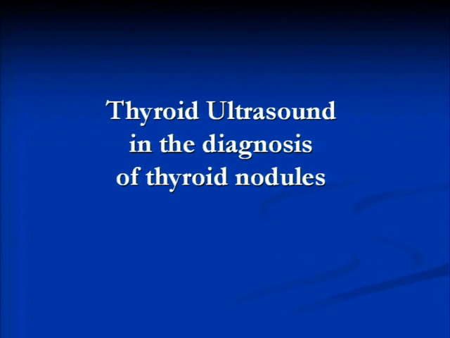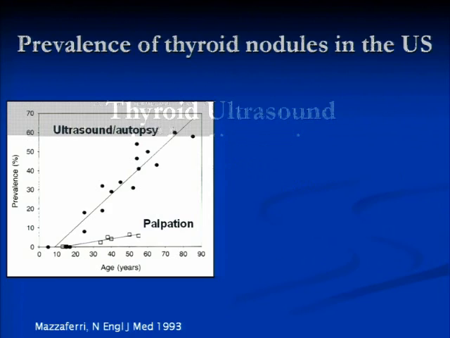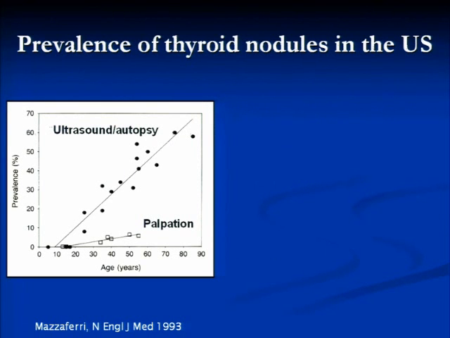So now what about the use of thyroid ultrasound in the diagnosis of thyroid nodules? Thyroid nodules are common, and they increase with age just by palpation, but since we've begun using ultrasound from the early to mid-90s and now after the year 2000, we've been discovering many, many more nodules that were previously clinically not detected.